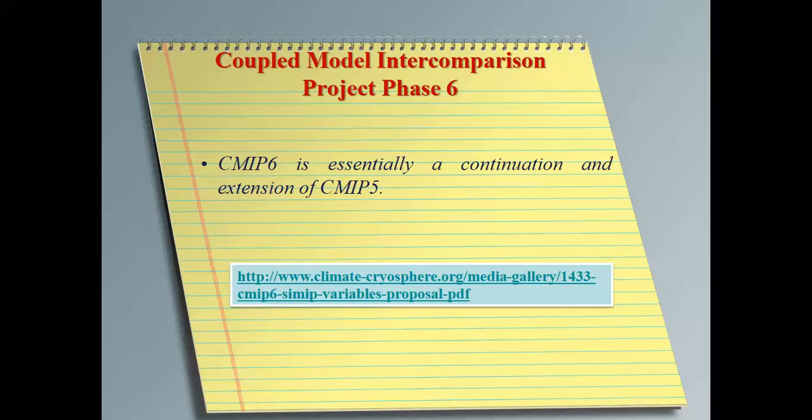In CMIP6, we have different variables. If you want to know better about the data and definitions, limitations or criteria and other things, please download this PDF file. It helps you better understand the different variables in CMIP6.